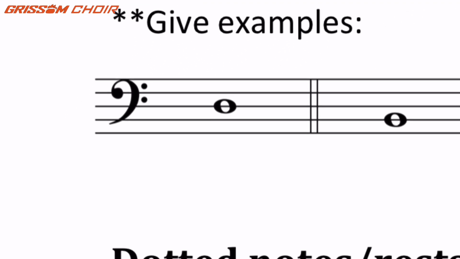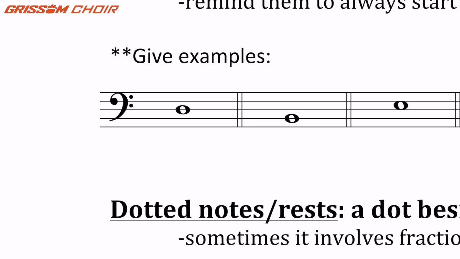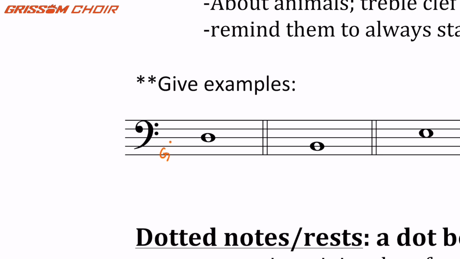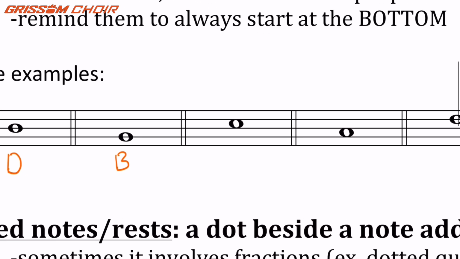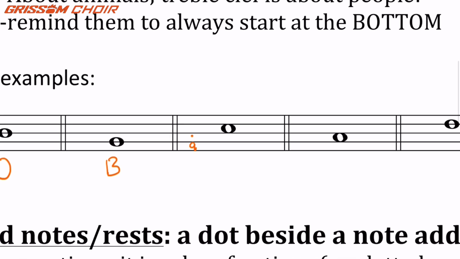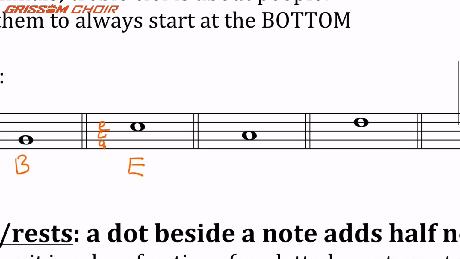Let's look at these first examples. That is on the third line, and if we know that the bottom line of the bass clef is G, we will have G, B, and D. So this third line is D. The second line, G, B. The third space, remembering that the bottom space is A, so we will have A, C, E. The second space will be C. The fourth line, Great Big Dogs Fight, that will be F.